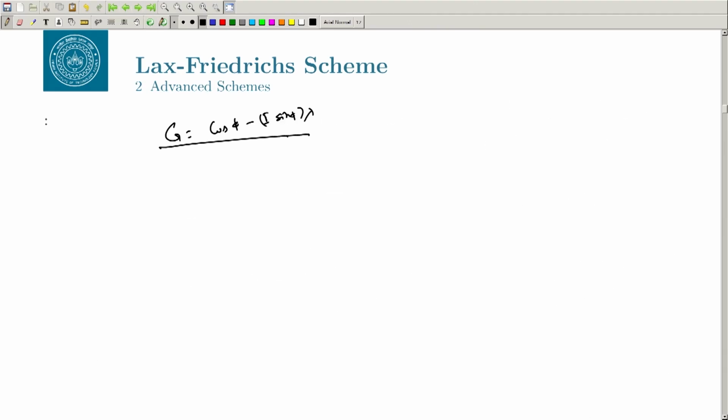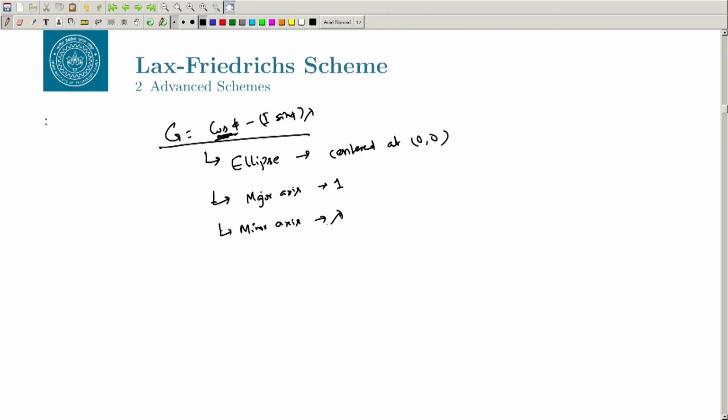So, now what will it be? This is an ellipse, okay, centered at 0 0, because there is nothing adding here. The major axis will be the cos phi, the term multiplying the real number, that is 1, and the minor axis is basically lambda, right.